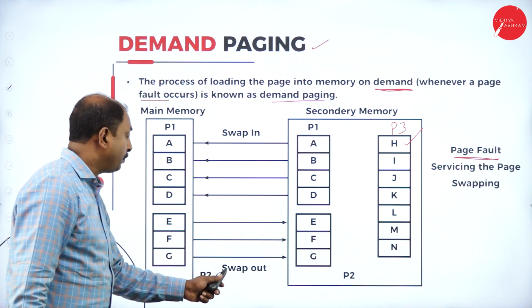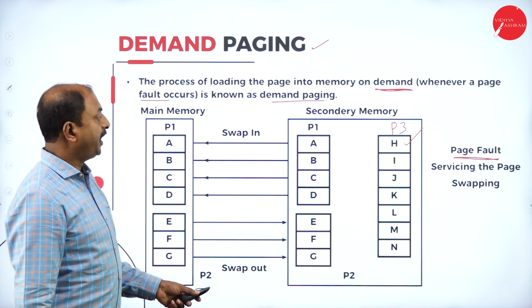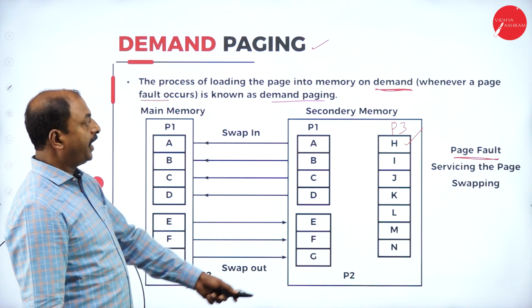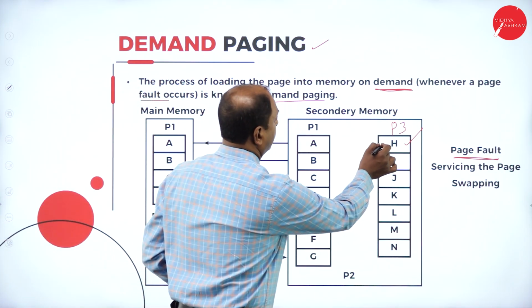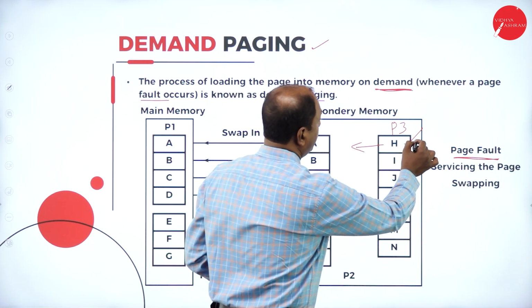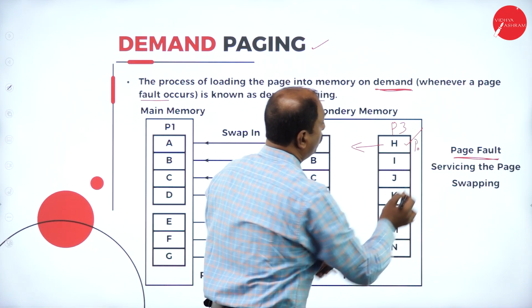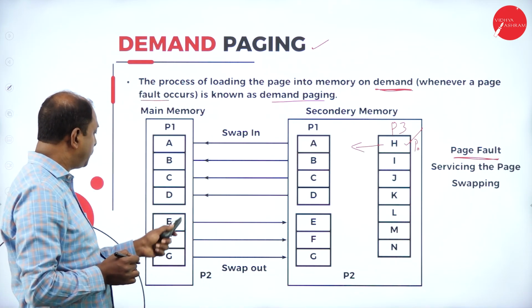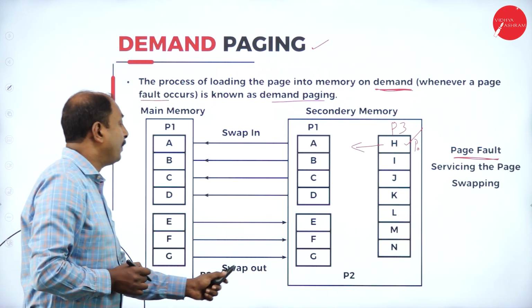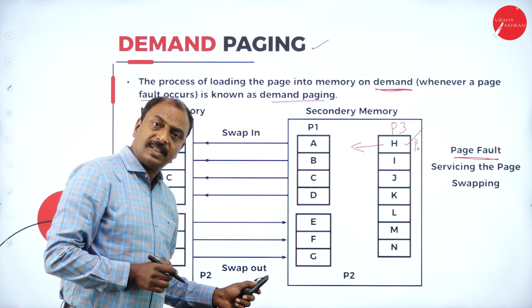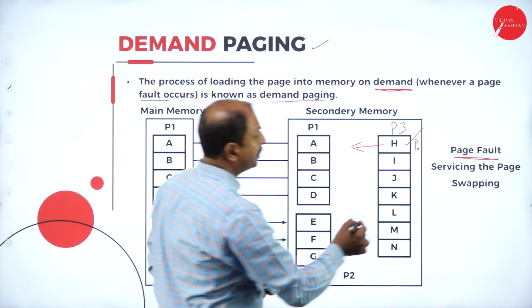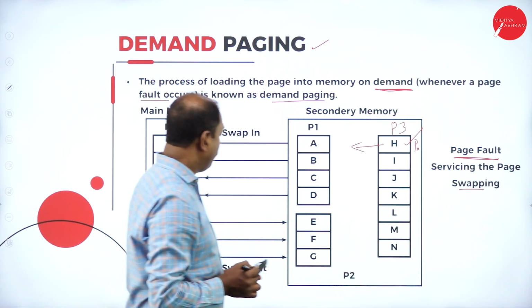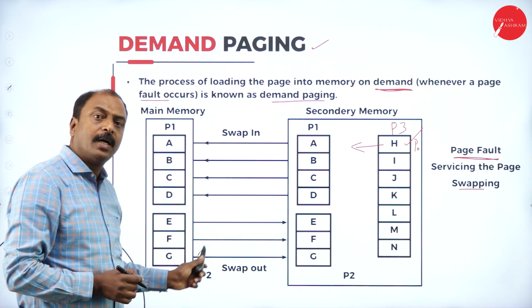This is the concept of swap out. So again, this is swap out, and again we have to bring this back. For example, this is page 0 of process 3. It has to be brought back to this position after it is swapped out. So this is the concept of swapping. This is called swapping, swapping in and swapping out.